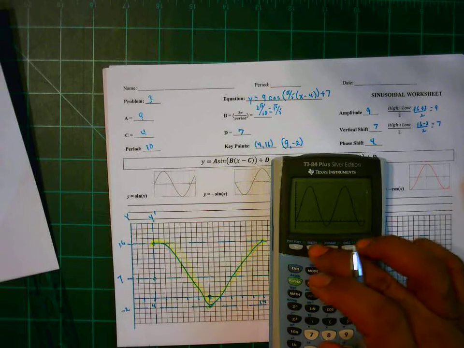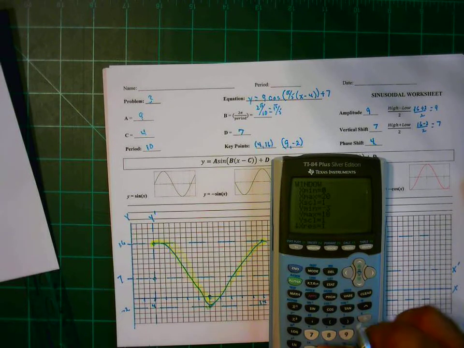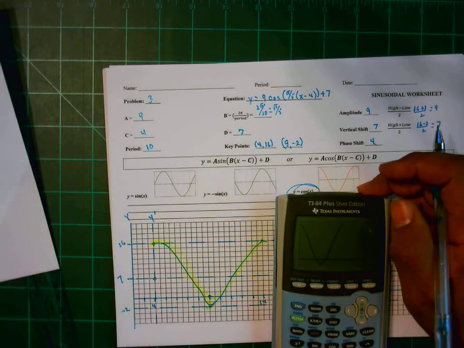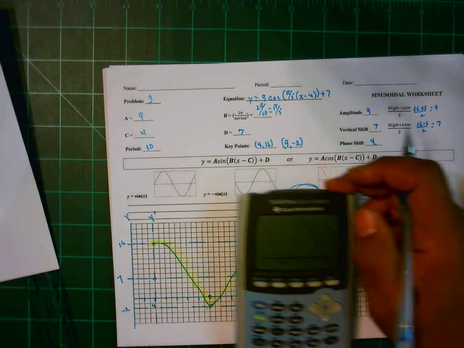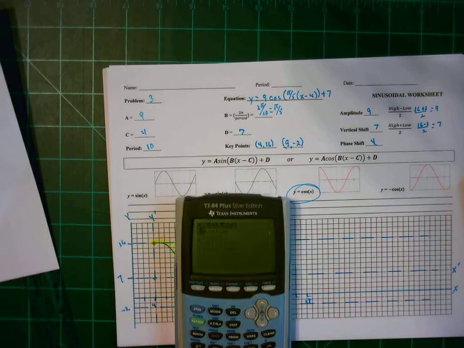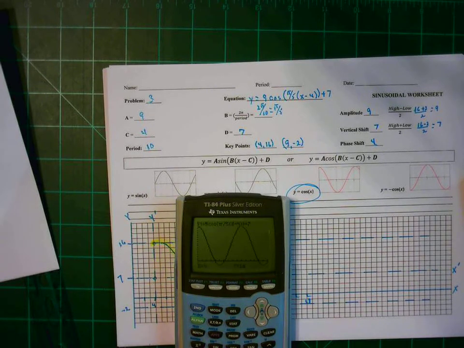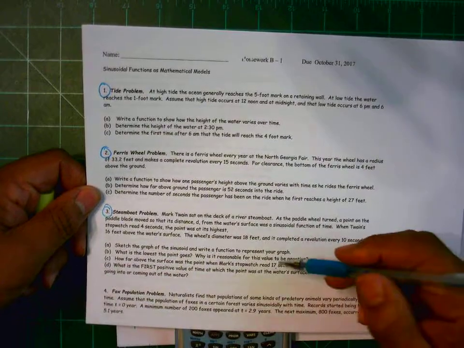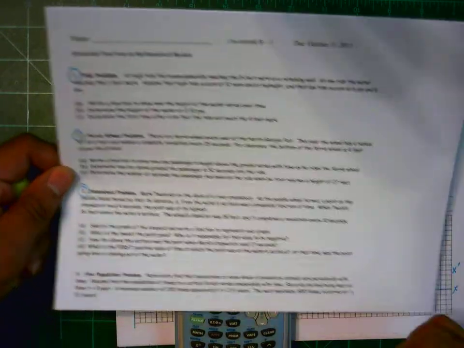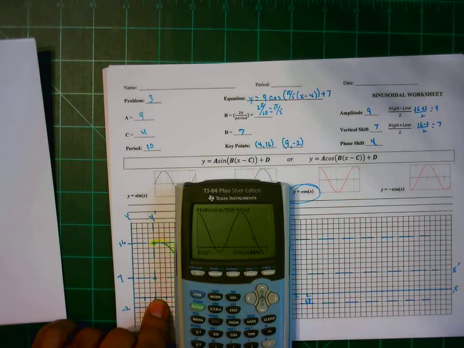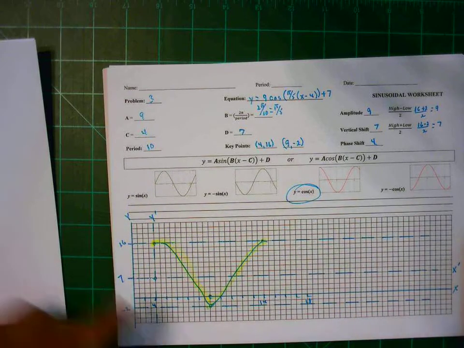Now let's see where we are. The window, we started at 0. Let's change that to 4 and get a more accurate window. Now that looks like our graph there. Let's check our key points. So if we go second, trace 1, and put in 4, we hope to get 16, and we did. We put in 9, we hope to get -2, and we did. And the question was, at 17 seconds, how far above the surface are we? So we're going to put in 17, and the answer is 4.22 feet. Okay, so that's problem 3.